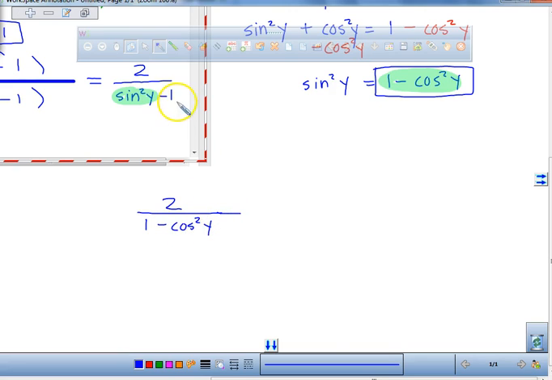And what else is right next to it? Minus 1. Ooh. You have a 1 minus a 1. So what does that become? 2 over a negative cosine squared of y. All right, last step. You've got a 2, and you're multiplying it to a negative 1 over the cosine squared of y.